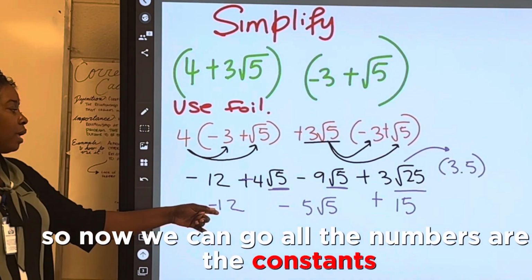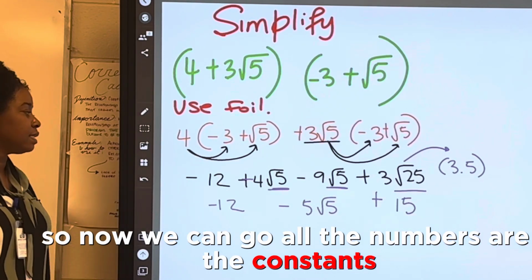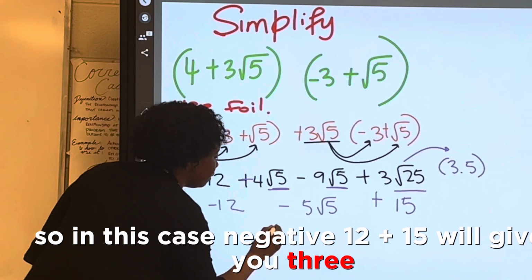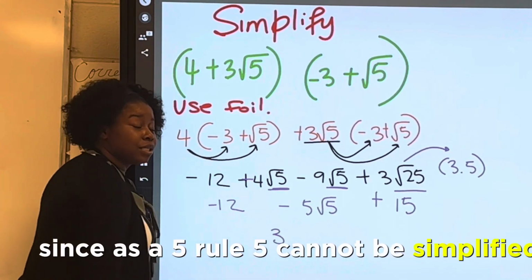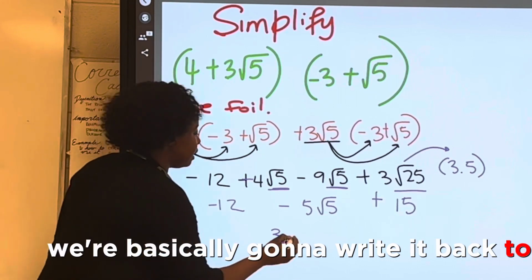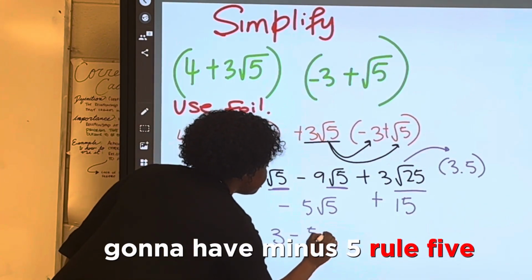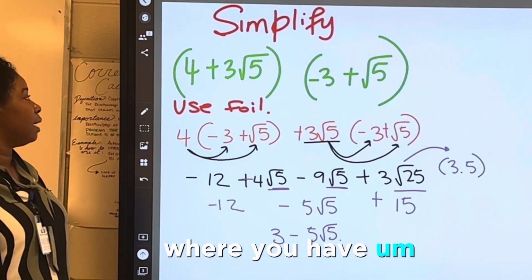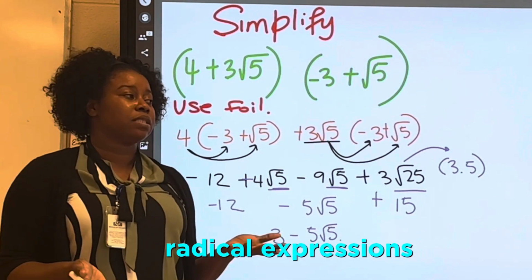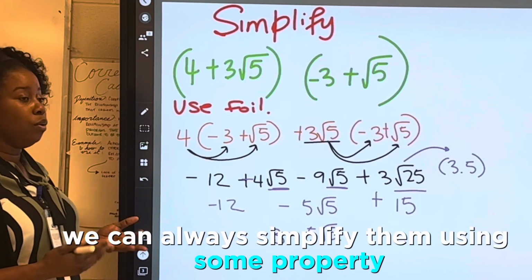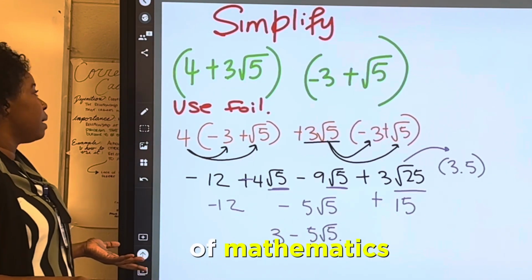Alright? So now we can group all the numbers or the constants, and then we group the radical one. So in this case, negative 12 plus 15 will give you 3. Since the 5 root 5 cannot be simplified, we're basically going to write it back. So we're going to have minus 5 root 5. And there you go, where you have radical expressions being combined through multiplication and addition. We can always simplify them using some property of mathematics.